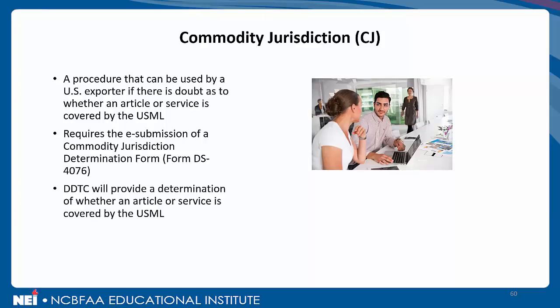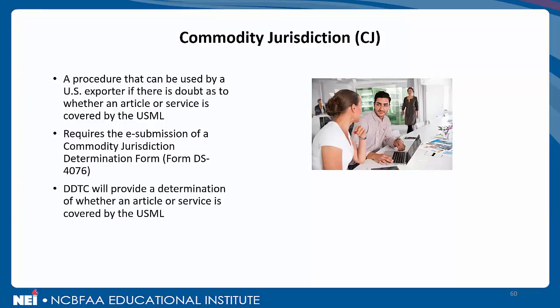Sometimes determinations of whether an article is subject to the USML or perhaps another agency like the Bureau of Industry and Security, sometimes that's difficult to make a determination. So the government provides a tool called a commodity jurisdiction, a CJ as it's sometimes referred to. It's a very helpful procedure. As we'll note in our first bullet point, it is a procedure that can be used by a U.S. exporter if there is doubt as to whether an article or service is covered by the USML.